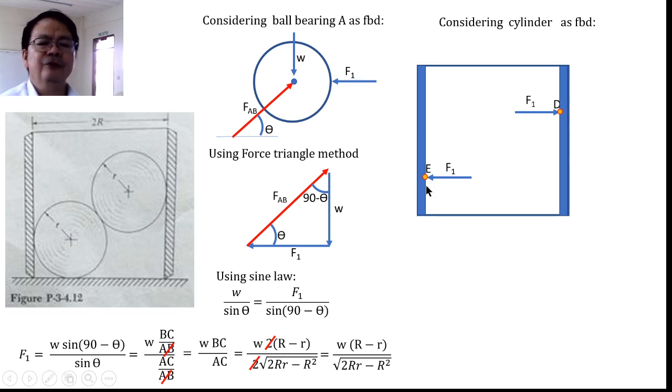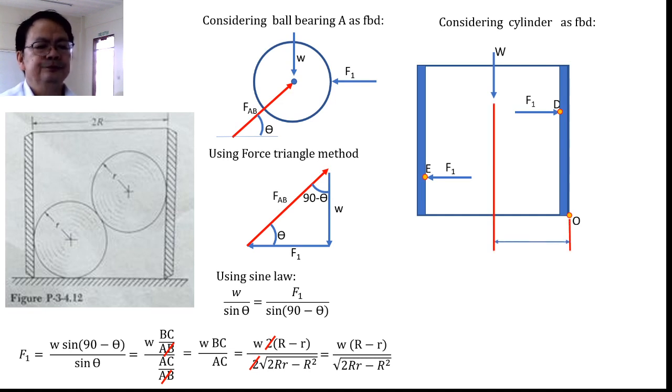So aside from these two forces, meron tayong weight ng cylinder, and the weight of the cylinder will be acting at its geometric center. Tawagin natin siyang capital W. And the moment arm of this W from this point where it will tip, yung point O na yun, yung kanyang tipping axis, ano? It will be equal to the radius of the cylinder.